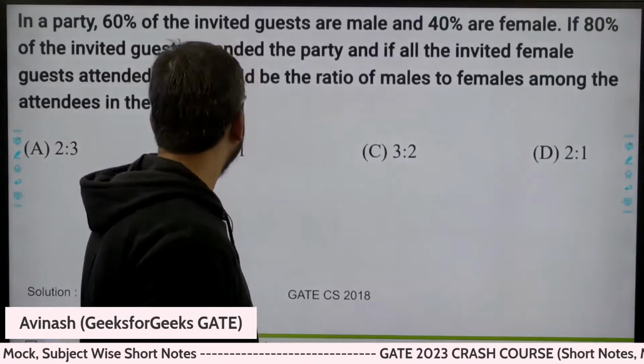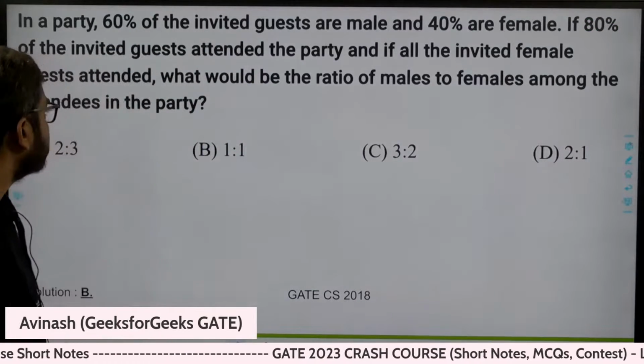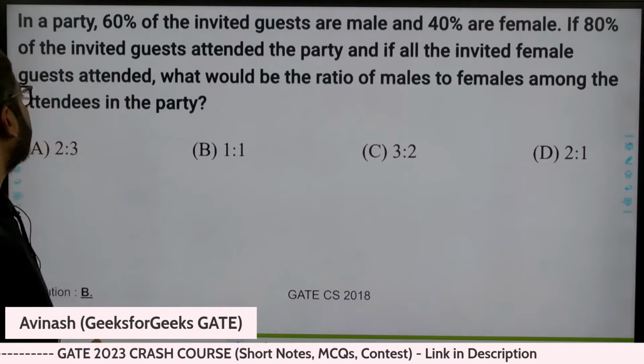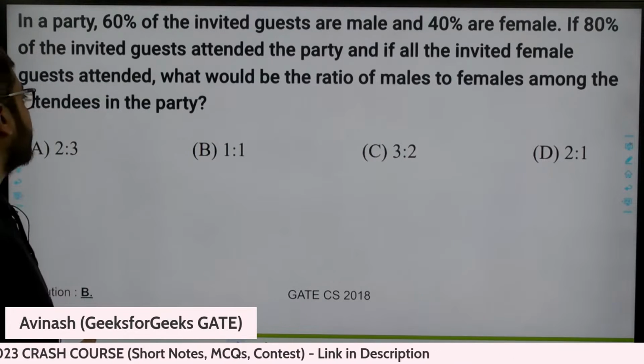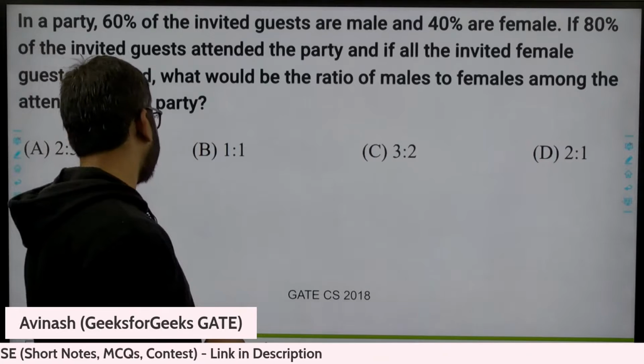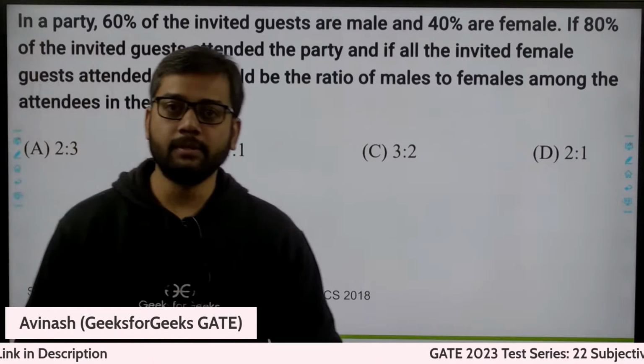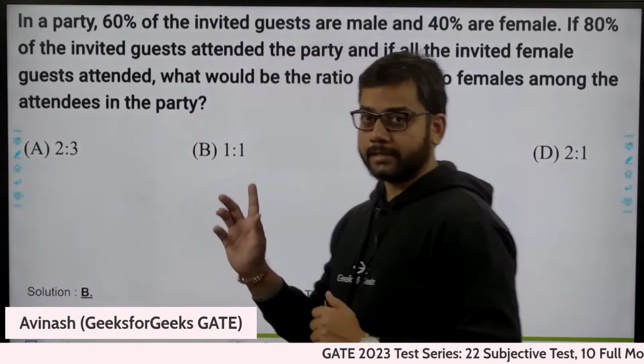Next. In a party, 60% of invited guests are male, 40% are female. If 80% of invited guests attended the party and all the invited females attended, what would be the ratio of male to female among the party? Okay, simple question. Total, ध्यान से देखना.